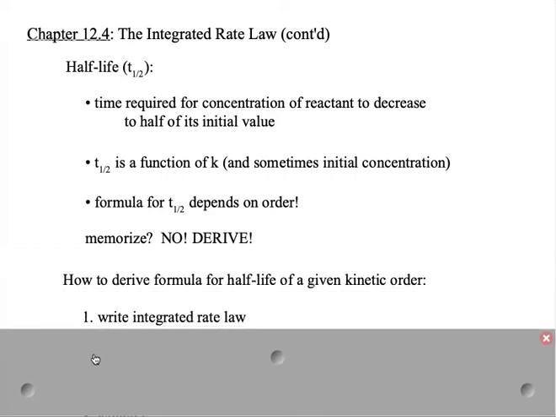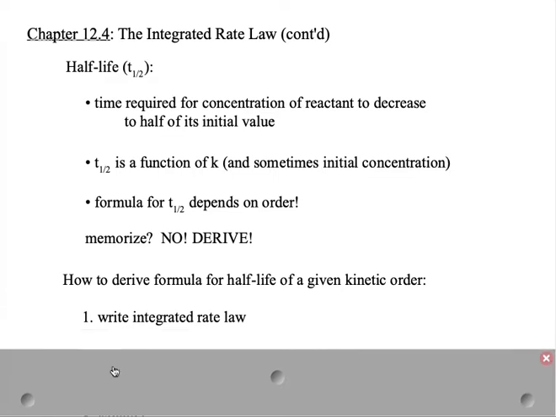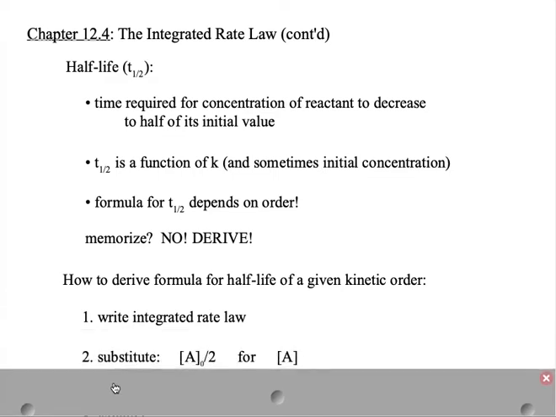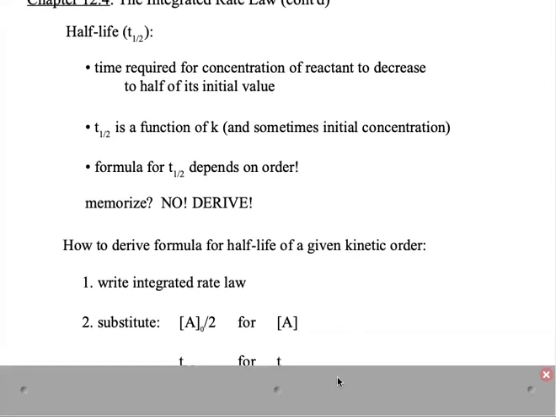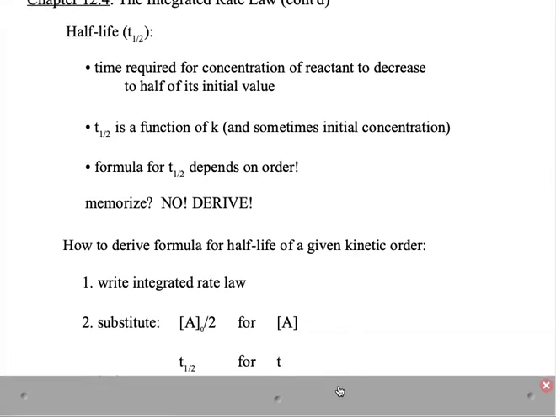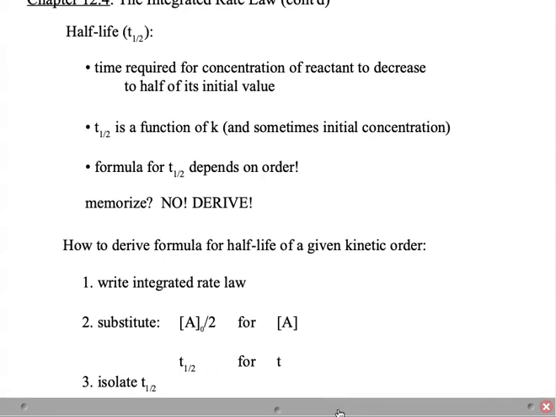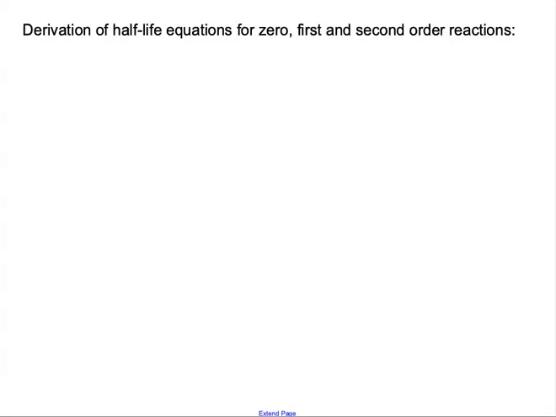So, write out the integrated rate law. Substitute 1/2 the initial concentration for the concentration, T1/2, the half-life, for T, and then simply algebraically rearrange to isolate T1/2. That will give you your formula for calculating the half-life. So let's do that for 0, first, and second order reactions. So I'll start with 0.